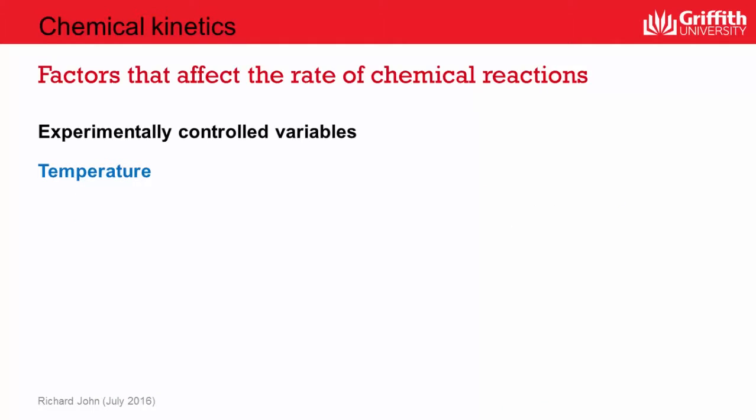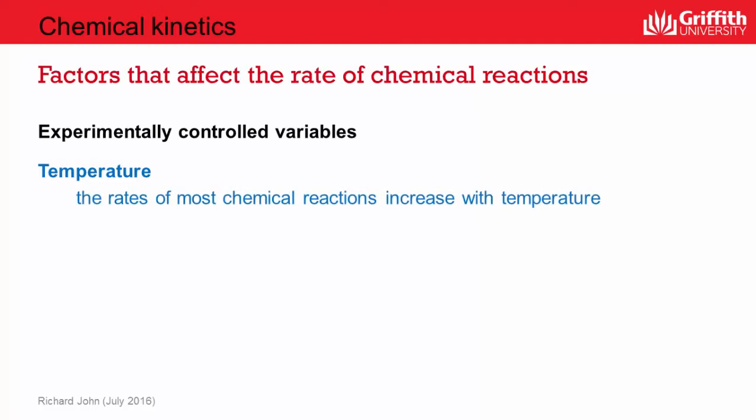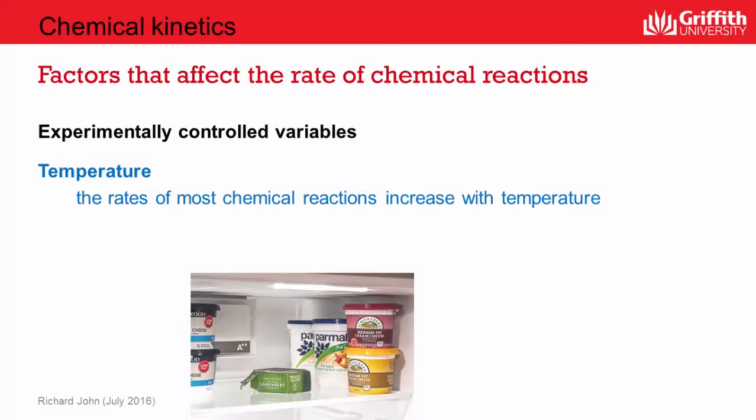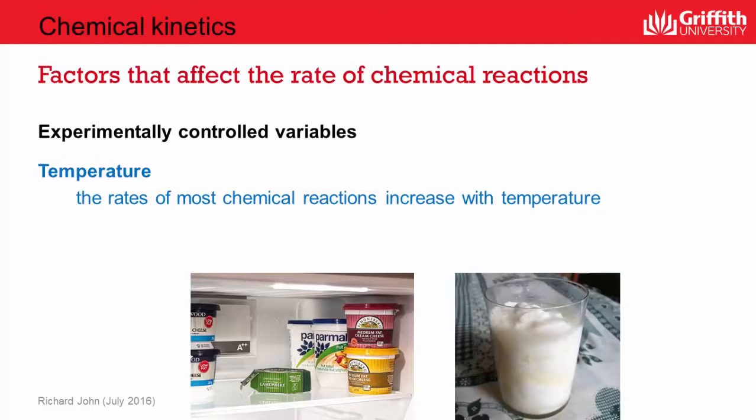A third experimental variable that is readily controlled is temperature, and the rates of most chemical reactions increase as we increase the temperature. This is why we place dairy products in the refrigerator, for example. The biochemical reactions of bacteria that lead to the spoiling of milk occur at a much slower rate at lower temperatures.